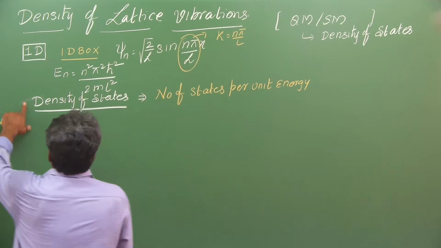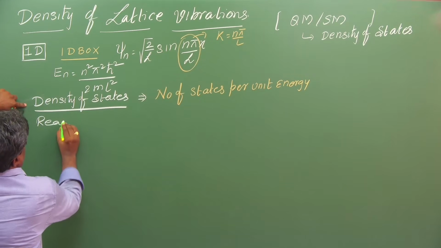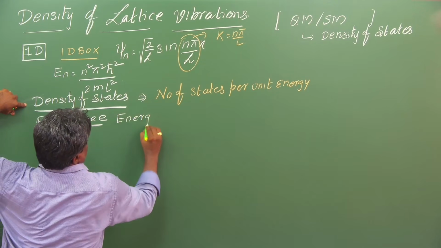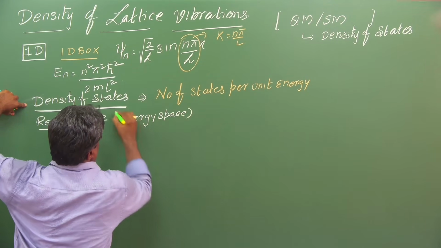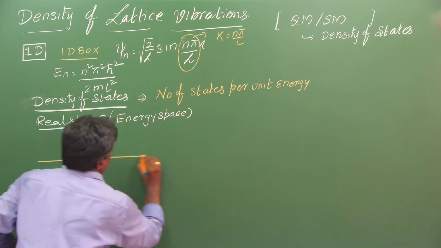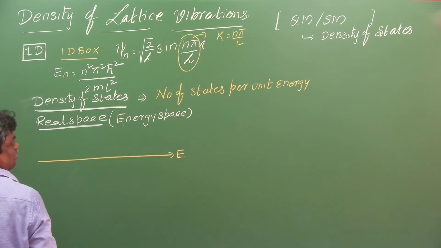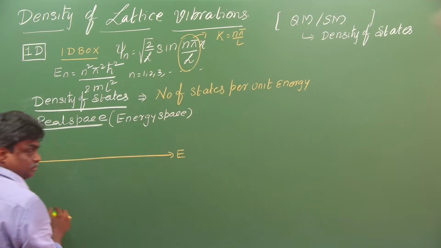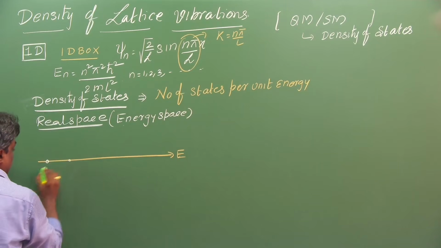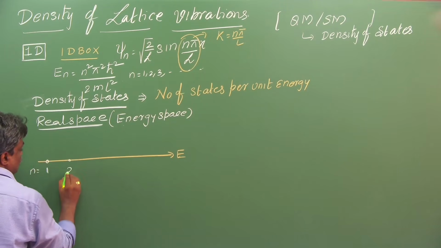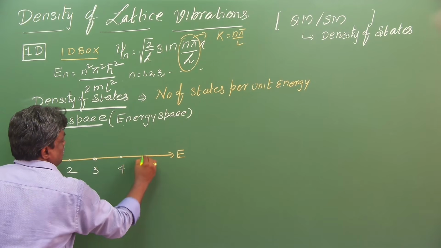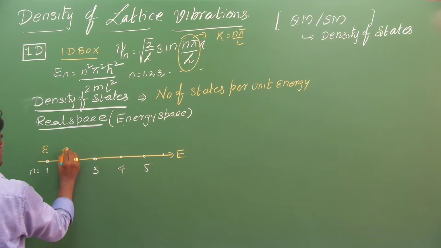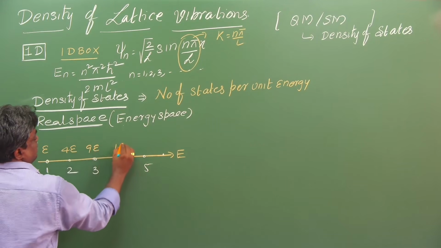Now see. Okay, now I am taking real space first. Real space means energy space. So this is the energy level or energy axis. You know the values of n? n equal to 1, 2, 3, and so on. I am taking the points n equal to 1, n equal to 2, 3, 4, something like this. Could you please tell me what is the first energy? Next energy? Next energy?